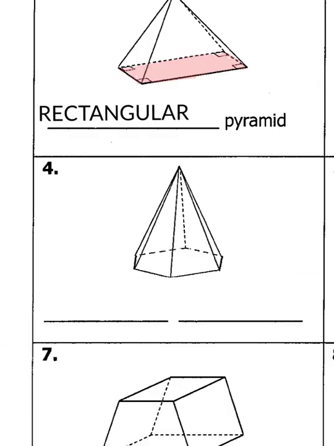Alright, on number 4, we have one base. And then we have all the other faces that meet at one point. That's a vertex. Alright, so I know that this is a pyramid, and so we're going to name this pyramid by its base. The base is a hexagon is what it looks like. It has 6 sides. So it's a hexagonal pyramid.